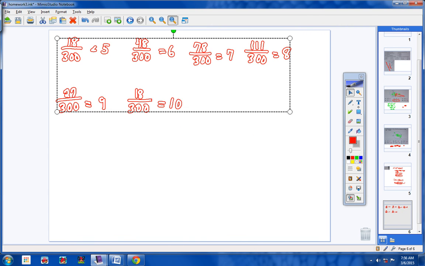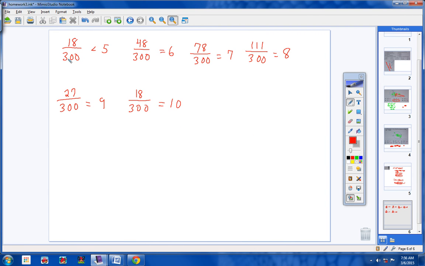Alright, now let's start off with the 18 over 300. Grab my handy dandy calculator. 18 divided by 300, 0.06, so 6%. I'm going to change color so we can see it a little better. Okay, this one is 6%. 48 divided by 300 gives you 16%. Looks like they made these really nice whole percentages. 78 divided by 300, 0.26, which is 26%.